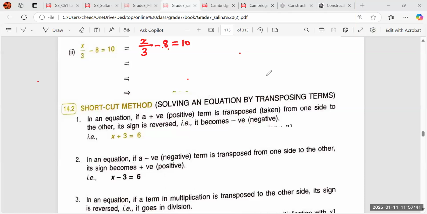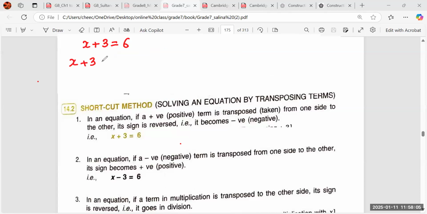Now, the reason I taught you this is because before starting linear equation, you must know the concept. Now, let me explain a few questions. See, question number 1 is x plus 3 equals 6. Now, how did we do it? x plus 3 minus 3 equal to 6 minus 3. I subtracted 3 from both sides. I got x equal to 3, right?